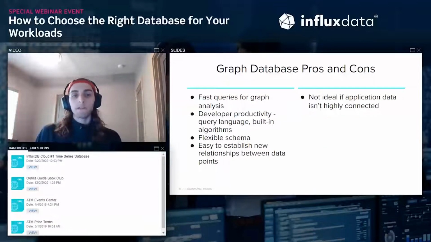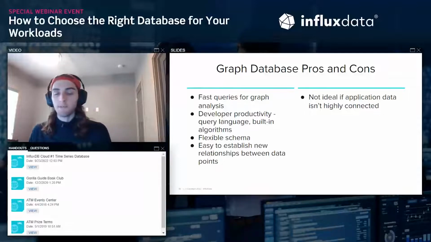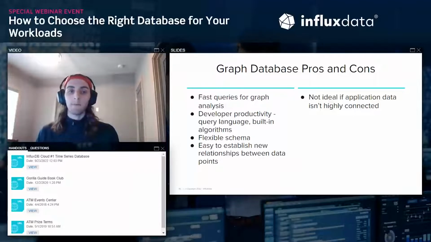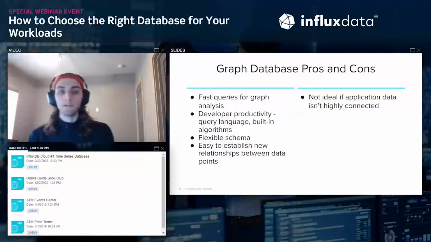So pros and cons, you're going to get fast queries, constant time queries for a lot of the common graph algorithms, which wouldn't scale well if you try to do the same thing on a relational database or a different type of database. Those queries are not going to scale as well. Big features are developer productivity, the query language, and built-in algorithms for common kinds of graph searches.